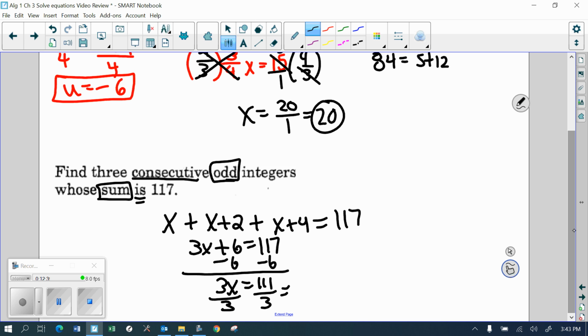Okay, and so 3 goes into 11 3 times, and I have 2 left over. Bring down the 1, 21. 3 goes into 21 7 times. You should be working on your mental math skills in doing that.